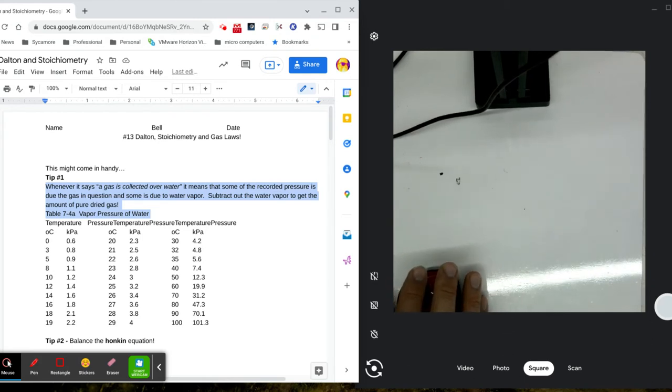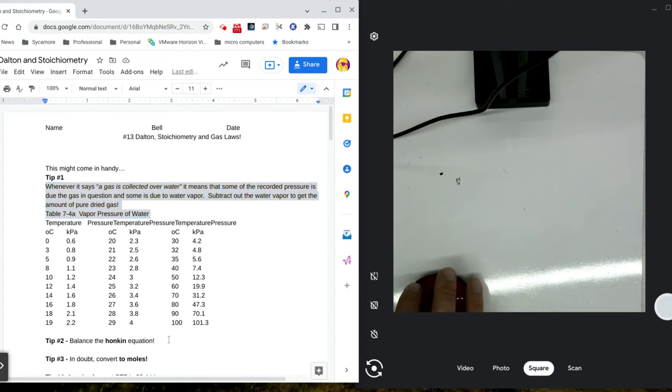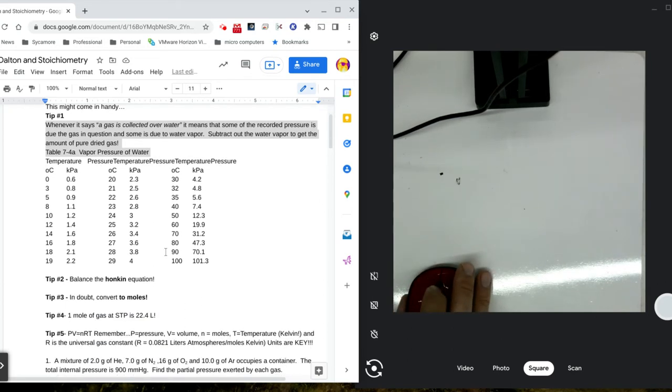How do I know what that pressure is? You have to have this thing right here, which basically says for any temperature, here's the pressure due to just the water vapor. And because of Dalton's law of partial pressure, we know the total pressure is the pressure of all the gases in there, our gas as well as the water vapor.